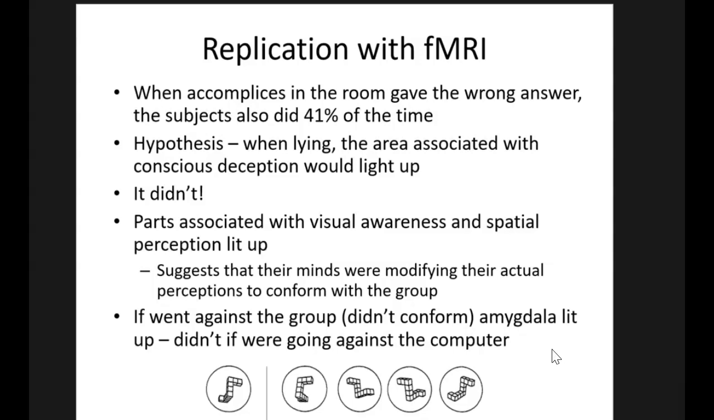Another really interesting tidbit learned from this was if they didn't conform, their amygdala lit up. What does our amygdala do? Those of you who had me for Gen Psych know I refer to her as Amy, and she's our emotional center, particularly fear and aggression, a lot of those negative emotions. So we got scared if we were not conforming, and that's a pretty interesting fact as well. And on the sidebar, they also had people give their answer against the computer. And if they did not conform with the computer's incorrect answer, those individuals' amygdalas did not light up.